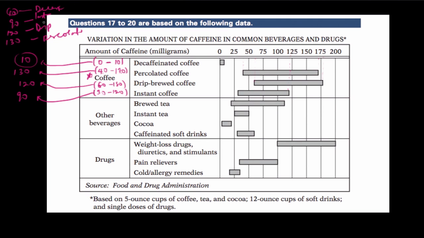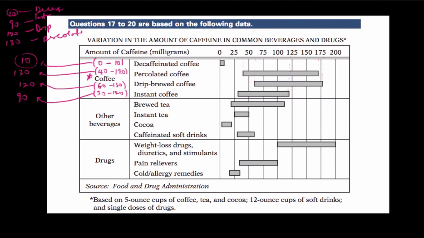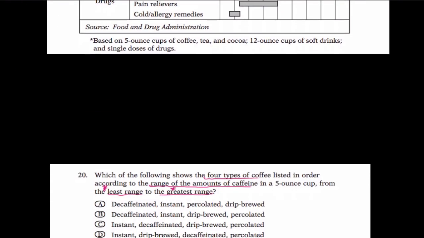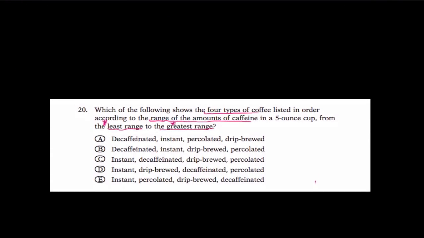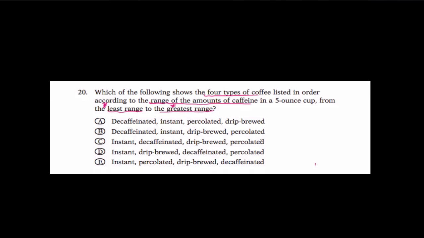So let's go ahead and check which option helps us. So we have decaf, instant, drip brewed, and percolated. So this should be our solution. Let's just check it again and see that we have actually done the right thing.